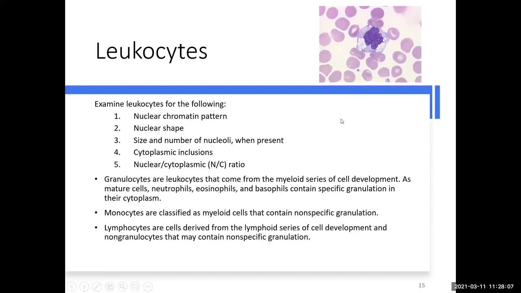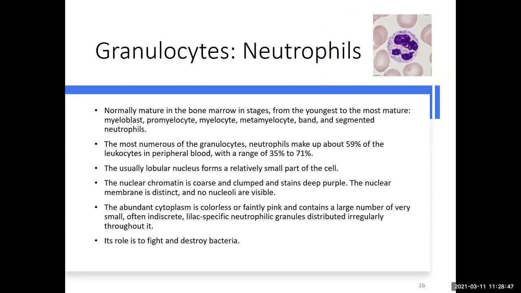Granulocytes are leukocytes that come from the myeloid series of cell development. Once you get past that stem cell and it goes to a myeloid series, then all of your granulocytes come from this series. This is going to include your neutrophils, eosinophils, basophils, because they have specific granulations within their cytoplasm. Your monocytes are classified as myeloid cells, and they have nonspecific granulation. Your lymphocytes come from the lymphoid line, and they also contain nonspecific granulation, not always, but occasionally. So talking about the granulocyte line, it has granules in it. You see these little polka dot things here, that's your granules.